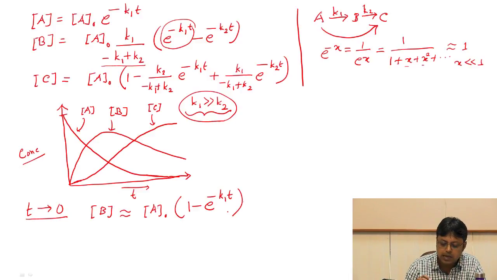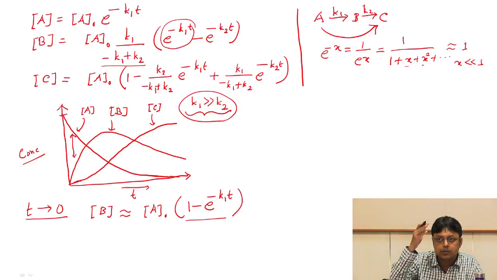Now think about it, what is happening? Here it is 1 minus e to the power minus K1t. So A is decreasing with a rate e to the power minus K1t, and B is rising with the same rate. That's why initially the A and B rates are exactly opposite. A is forming B, and then B is decomposing at a very slow rate. That's why the decay of B is not very significant, at least in the initial part. It is as if C is just not there, because for B going to C, the rate constant K2 is much smaller.